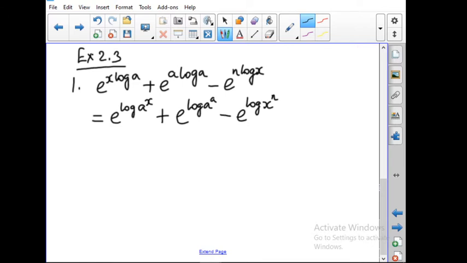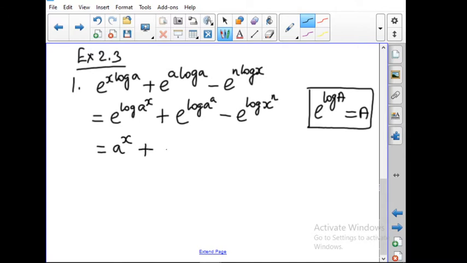Now, since the exponential and logarithm are inverse functions, we can use this formula, that is e power log a is equal to a. This is the formula we are going to apply here. E power log a is equal to a. So here we have e power log a power x, so we get the answer as a power x. Here it will be a power a. Here it will be x power n. So this is the term we are going to integrate now.